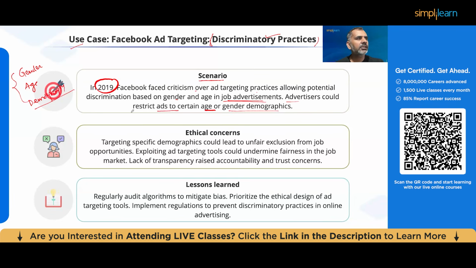So the ethical concern in this whole practice is that targeting a specific demographic could lead to unfair exclusion from job opportunities. That's a very common thing. When you do this, the other people who are not coming from the same demographic may not get an equal opportunity to get selected or even to apply for that job. Now, exploiting ad targeting tools could undermine fairness in the job market. Lack of transparency raises accountability and trust concerns.